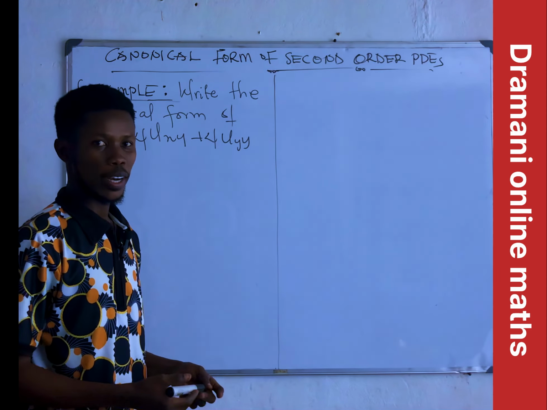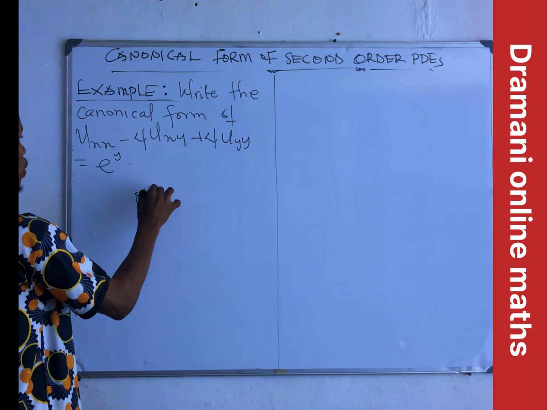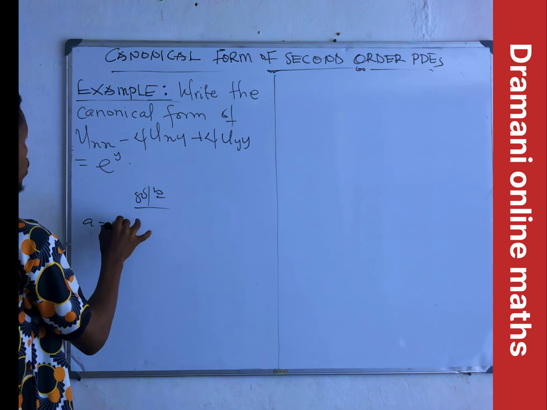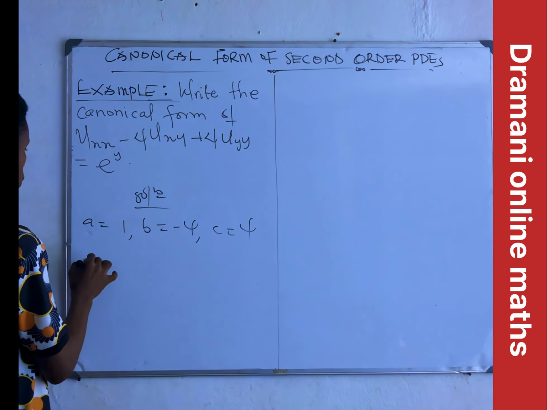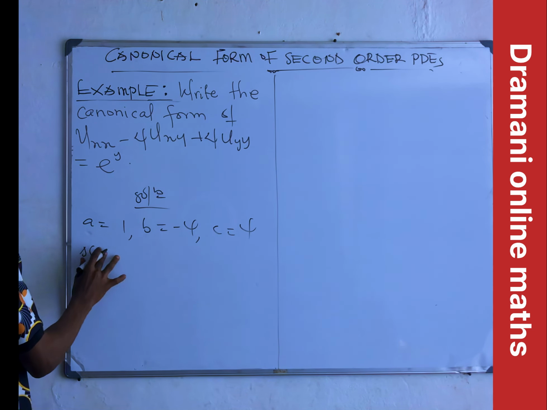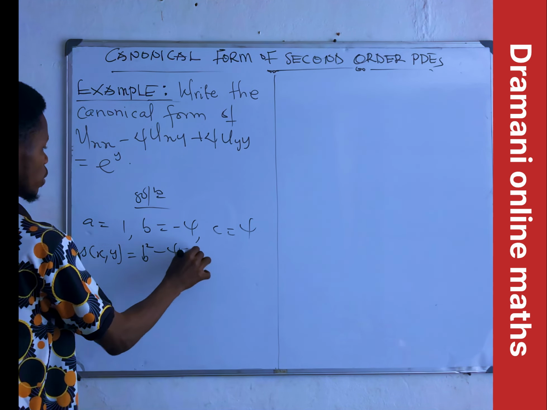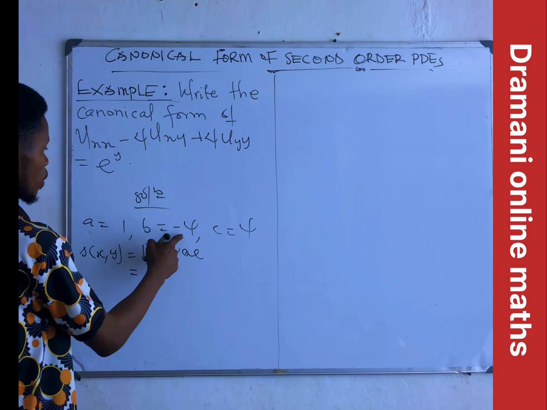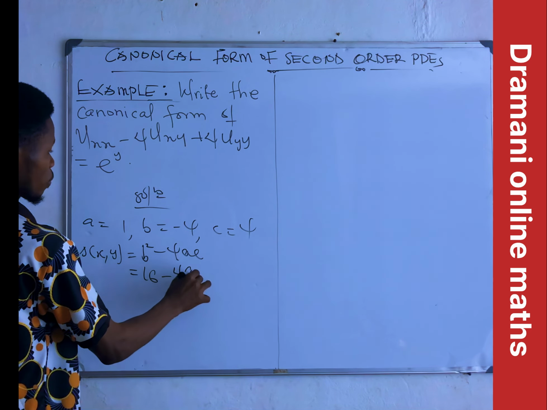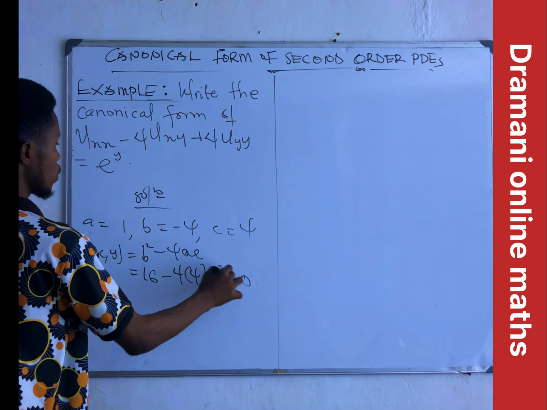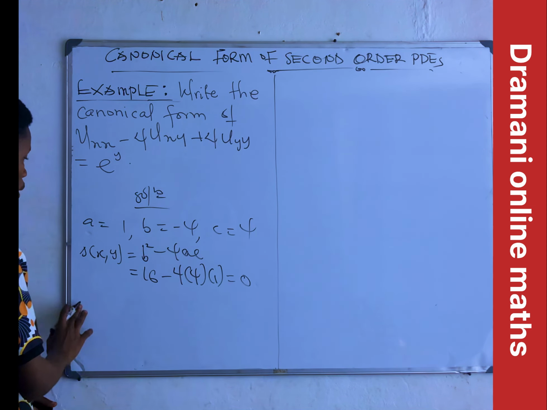Okay, now let's look at how to write the canonical form of this. Solution: our A is what? 1, B is equal to -4, C is equal to +4. So first, let's test whether it's parabolic, hyperbolic, or elliptic. So that's b squared minus 4ac. In this case, our b is that. So negative, if I square this, that will be 16 minus 4 multiplied by 4 multiplied by 1. This will give you 0. So since it's giving you 0, that is what? Parabolic. Is that okay?